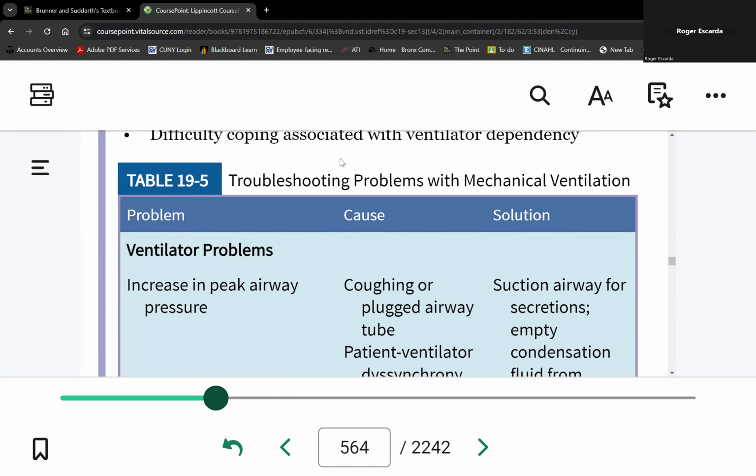Okay, 19-5. When your patient is on a ventilator, your first responsibility is the airway. Give me four responsibilities over somebody's airway. Okay, patency. You want to maintain patency by doing suctioning. What else? You want to make sure it's patent, that the air is going in and out.